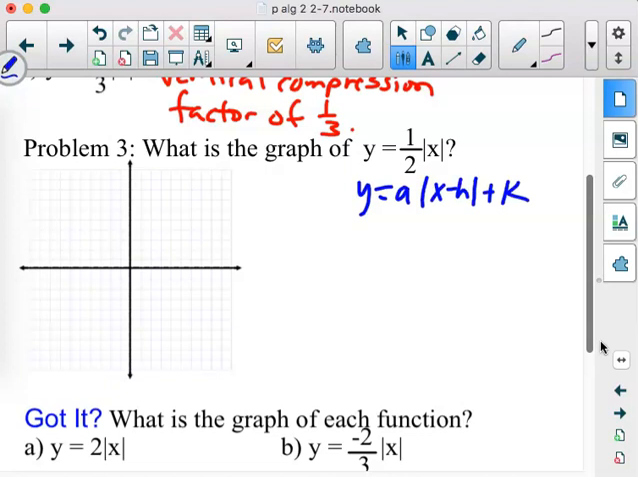Take a look at y equals 1/2 absolute value of x. Is that going to go right or left? Is there a number behind the x there? So it's not going to go right or left. Is there a number outside the absolute value bars in the back? Then it's not going to go up or down either. So what really happened to it? Well, the vertex is going to stay at 0, 0 because h and k are 0, 0.